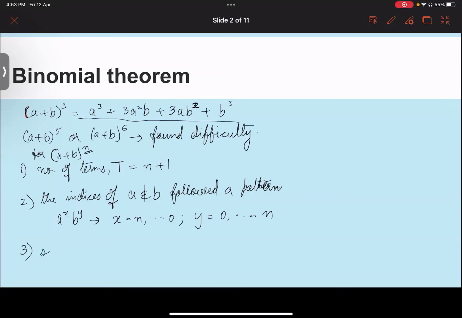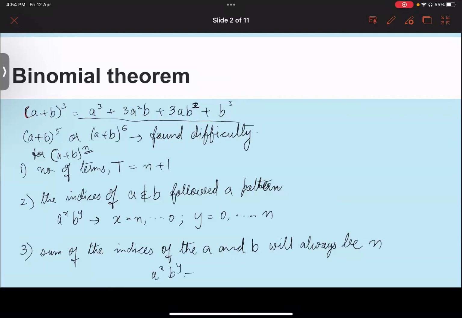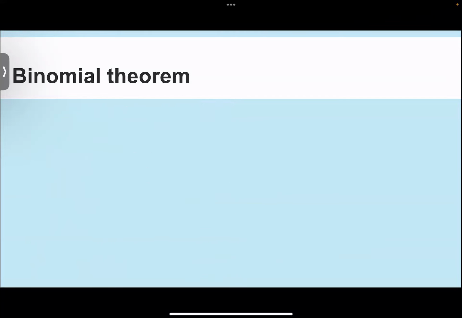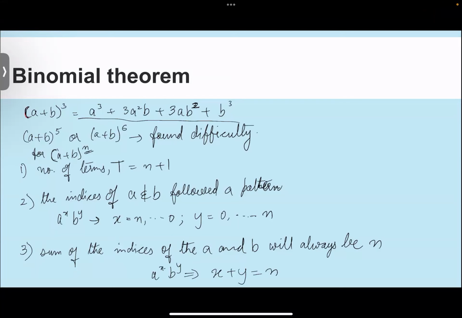And the third one was that the sum of the indices of a and b will always be n. So if you have a raised to x and b raised to y, then x plus y will be equal to n. Okay, so this is valid for all such expansions, but how do we get these coefficients? This is where we were stuck.